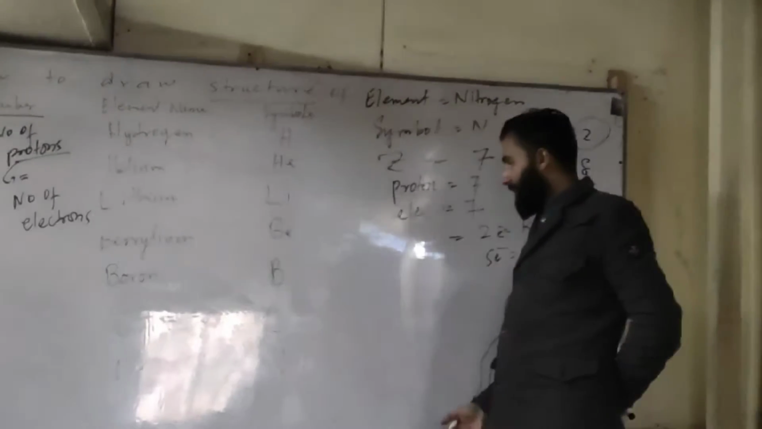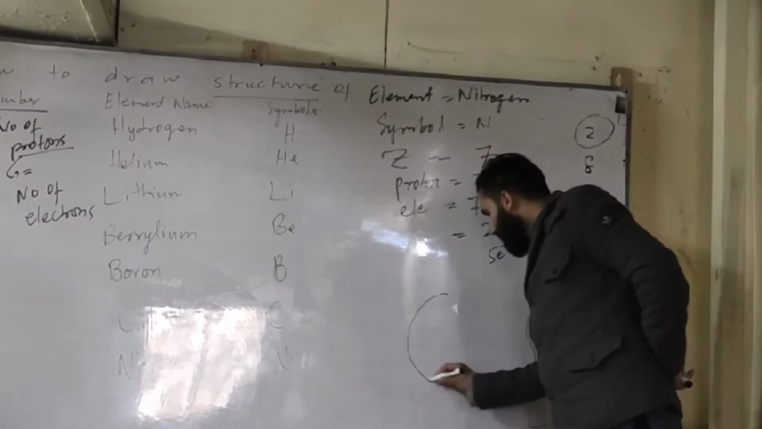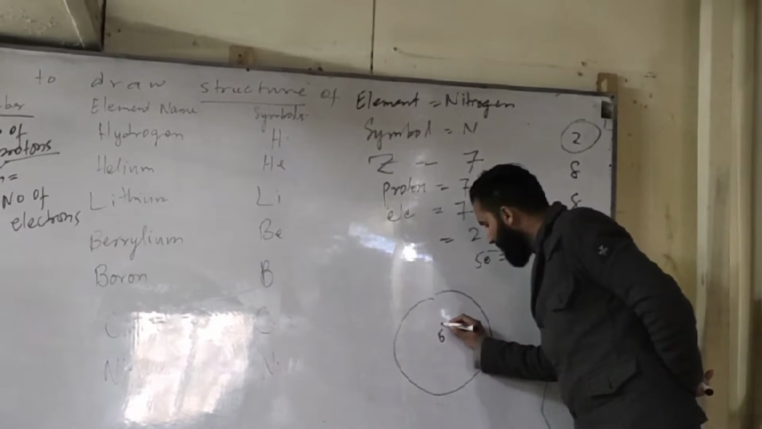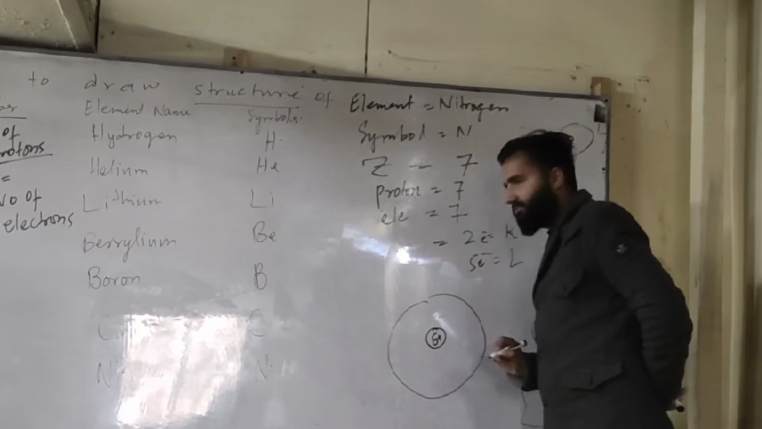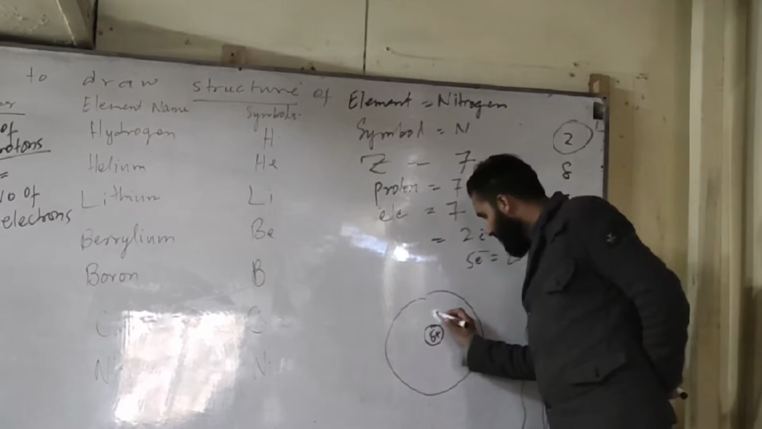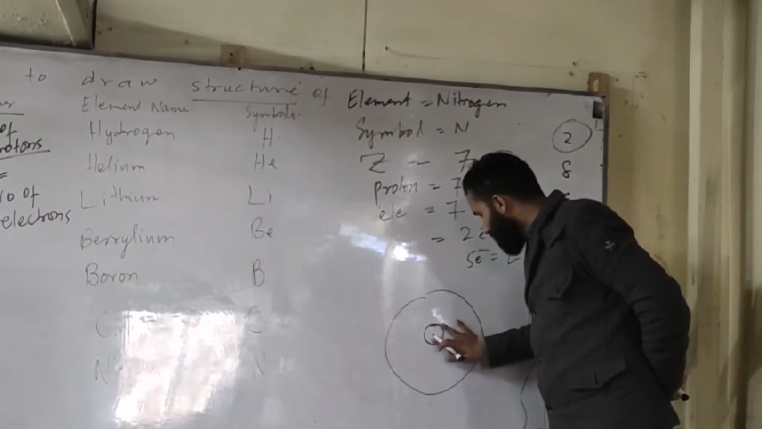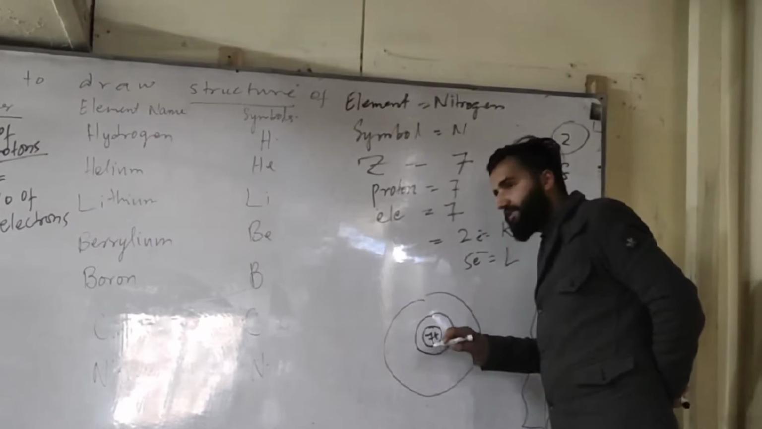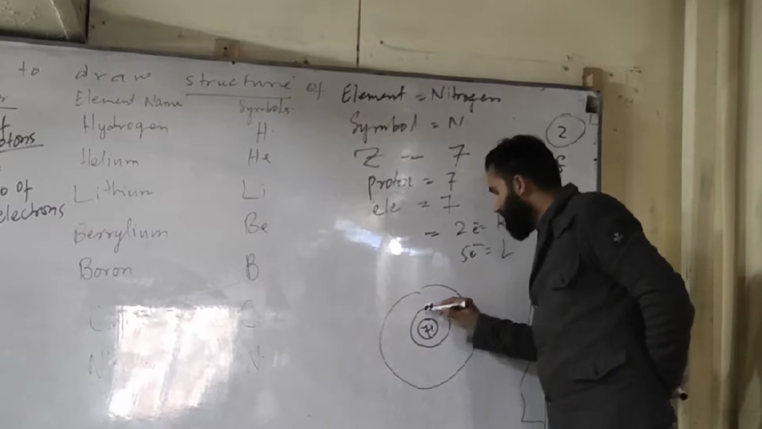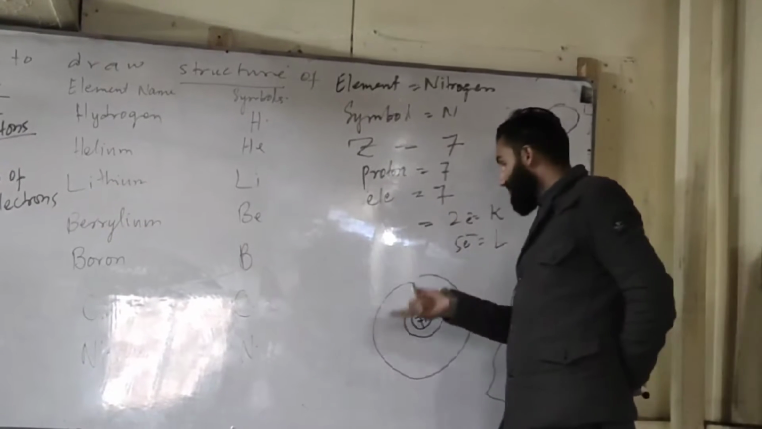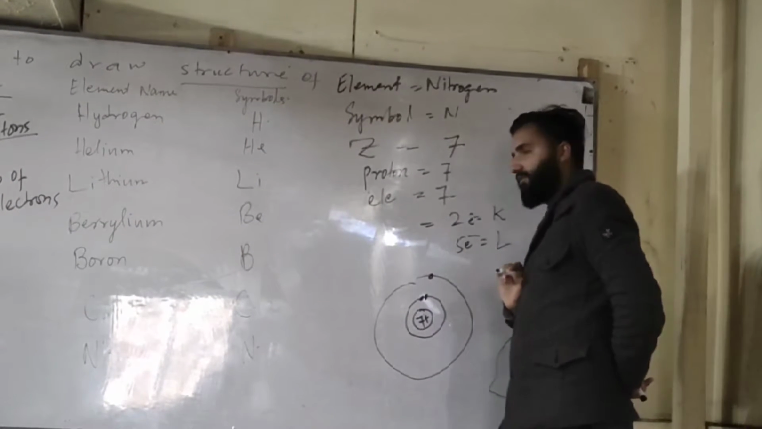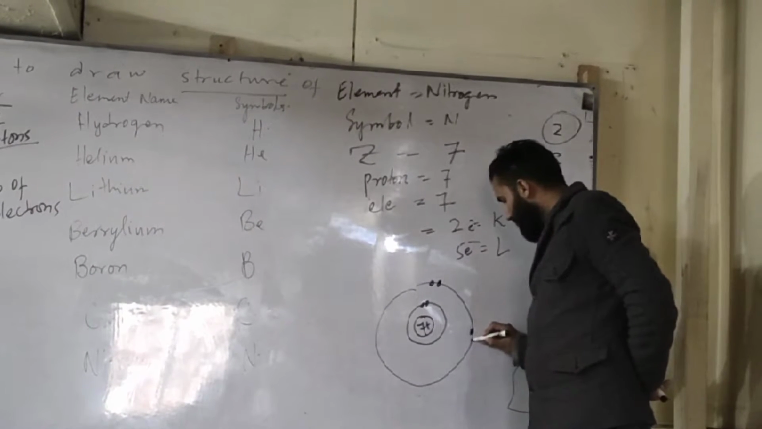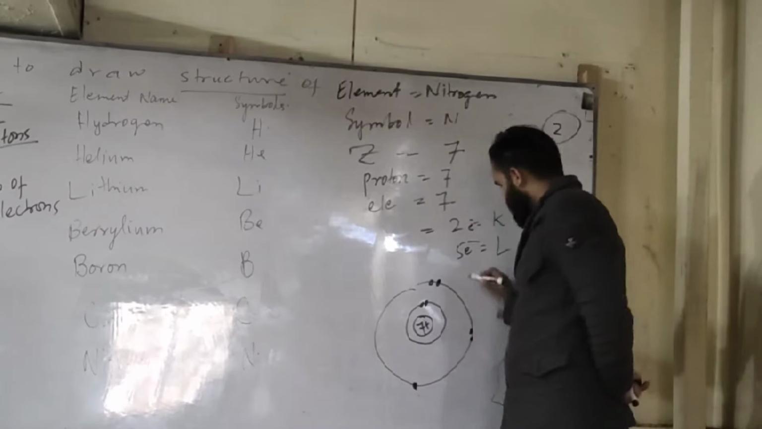Okay. So here I am going to draw the structure of a nitrogen atom. I will fill 7 protons here. In the first shell we will fill 2 electrons, and in the second shell we have to fill 5. One is here, second is here, third is here, fourth is here, fifth is here.